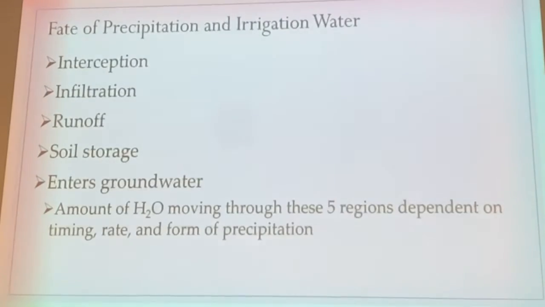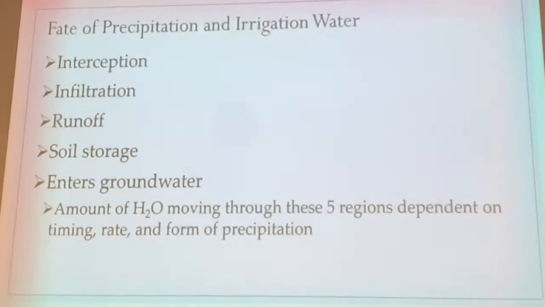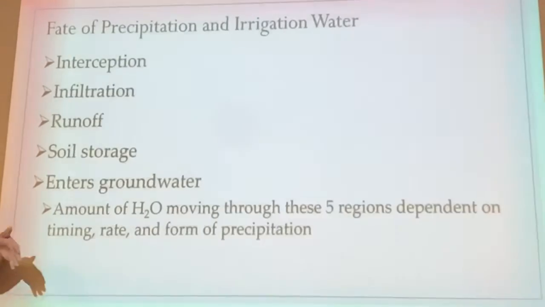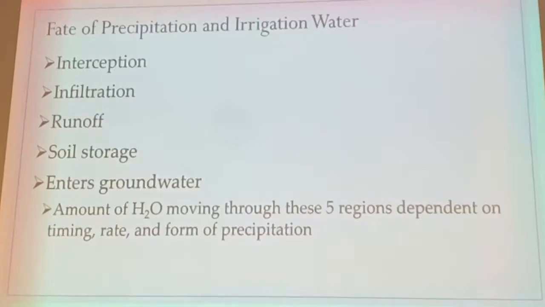There are 5 fates of that precipitation. It can be intercepted, so by trees or buildings. If it's not intercepted, it will infiltrate. So remember, that's breaking just this top surface layer of the soil, so infiltrating into. Once it infiltrates, it can percolate through the profile. Runoff, which is a big one.